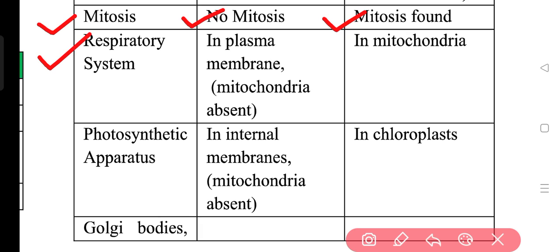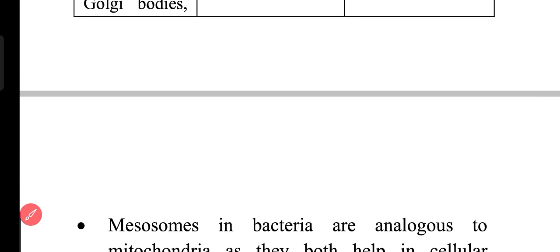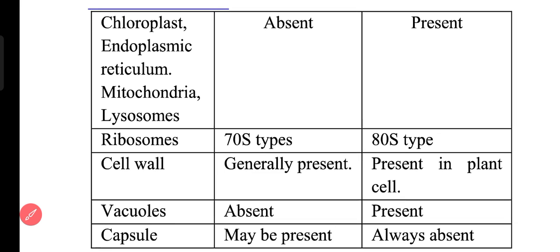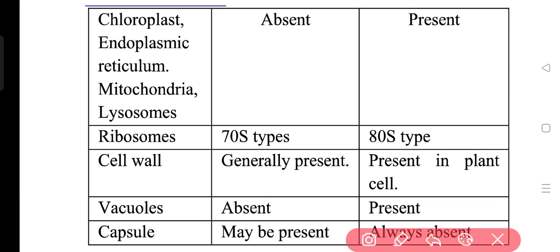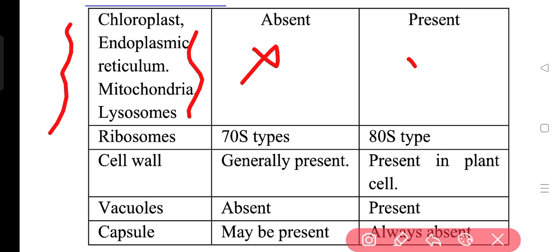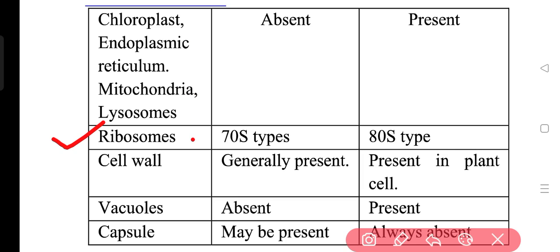The next difference is the respiratory system. Plasma membrane absent, mitochondria is absent in prokaryotic, mitochondria are present in eukaryotic. After that, photosynthetic apparatus. In prokaryotic, internal membrane and mitochondria absent, while in eukaryotic the chloroplast is present. Golgi body and some other cell organelles are also present. See this. In prokaryotic, all the important cell organelles are absent. In eukaryotic, these are present. After that, ribosome. In prokaryotic, 70S ribosomes are found. In eukaryotic, 80S ribosomes are found.